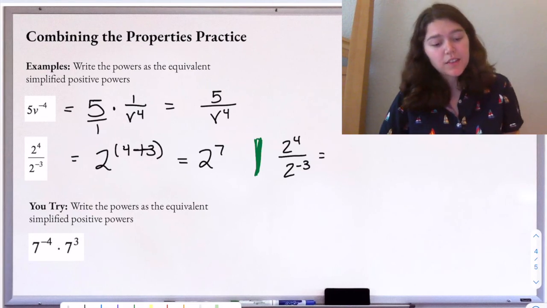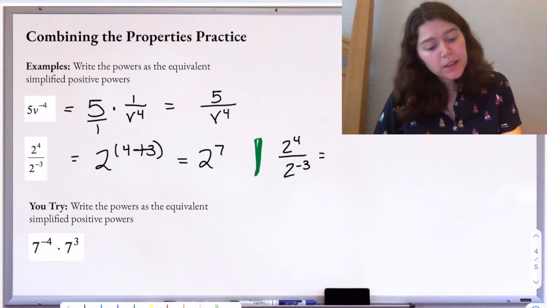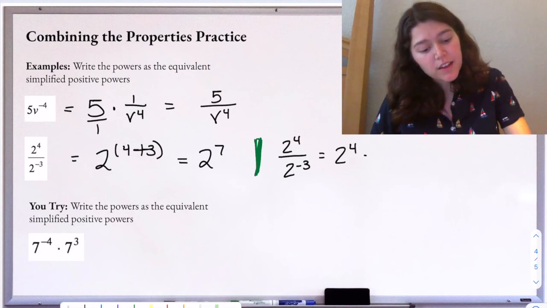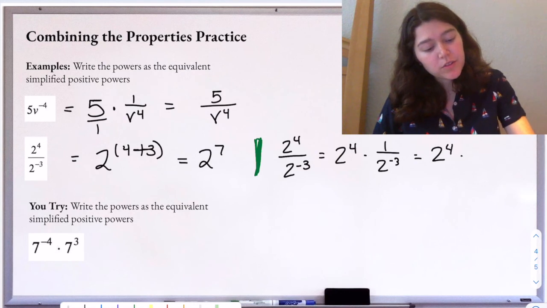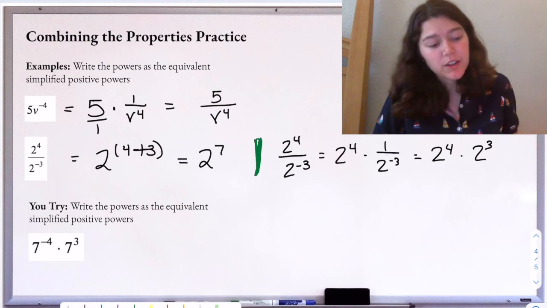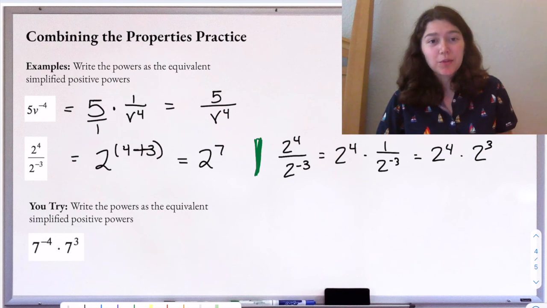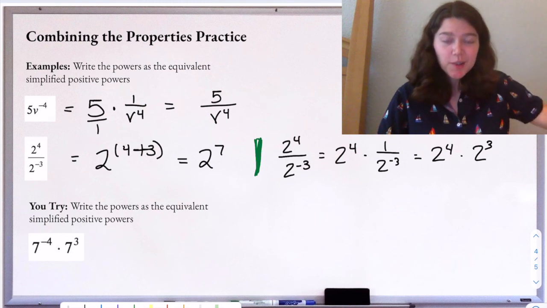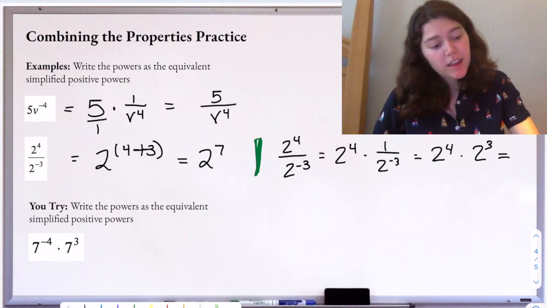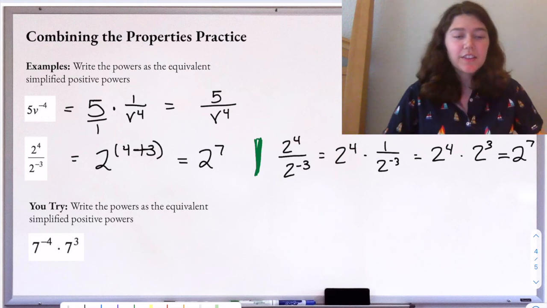Another way of showing that this is equivalent to 2 to the 7th power is, here we have 2 to the negative 3 in the denominator. So just to separate this out, this is like 1 over 2 to the negative 3 in the denominator. So then that's equivalent to 2 to the 4th times 2 to the positive 3, because a negative exponent is equivalent to the reciprocal of the positive exponent. So we just flip it over the bar, we make the exponent positive. And our product of powers rule tells us that this is 2 to the power of 7.